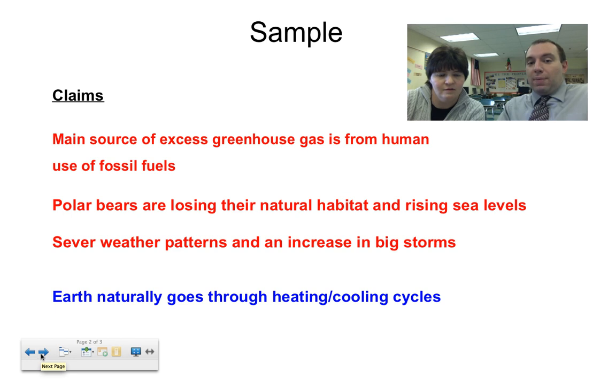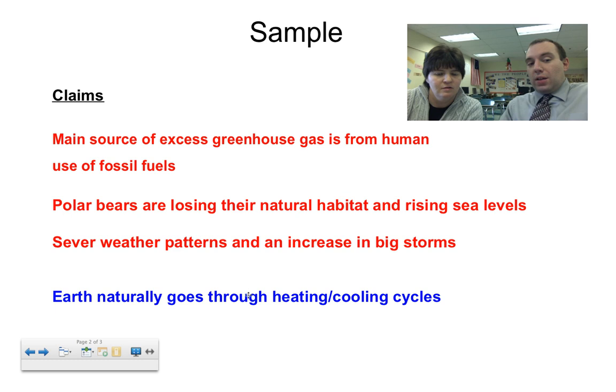Okay, so here's a sample. This is a sample paper as if we were writing about global warming. If I was writing about global warming, I would have done a whole bunch of research, and I would have developed the claims that I think are the strongest. Here are 3 claims that we developed from our research. First of all, that the main source of excess greenhouse gas is from human use of fossil fuels. So basically, humans are the cause of this problem, using gas and oil and cars and that kind of stuff. Secondly, polar bears are losing their natural habitat because of rising sea levels. And then thirdly, severe weather patterns and an increase in big storms is because of all this global warming, because of all this excess human stuff that we're doing.